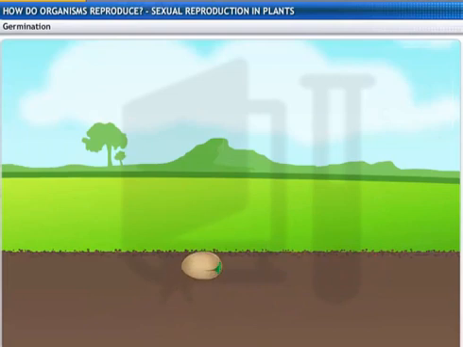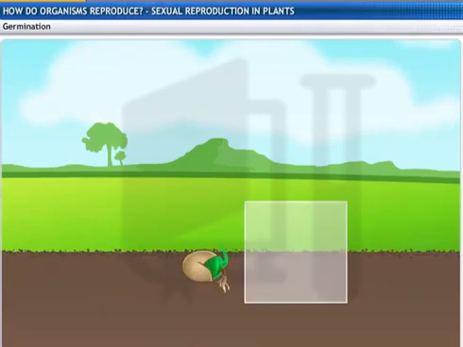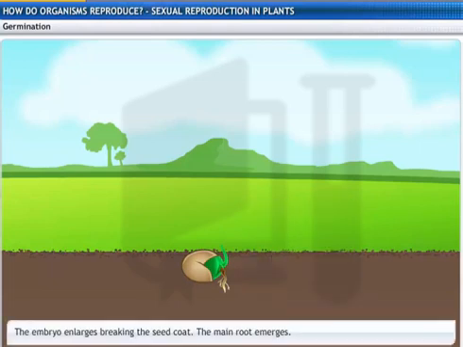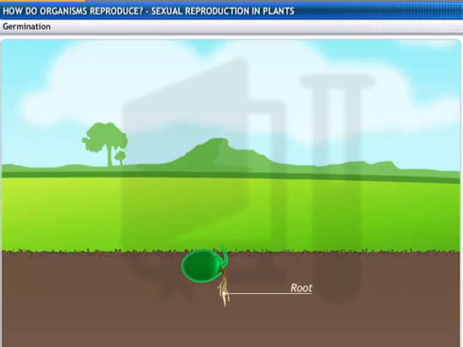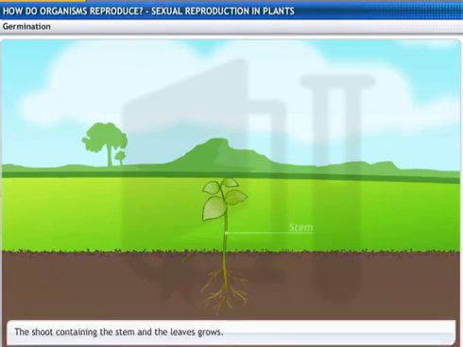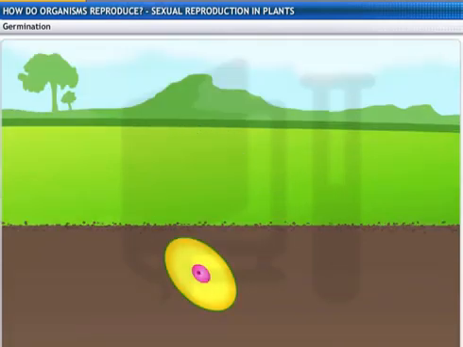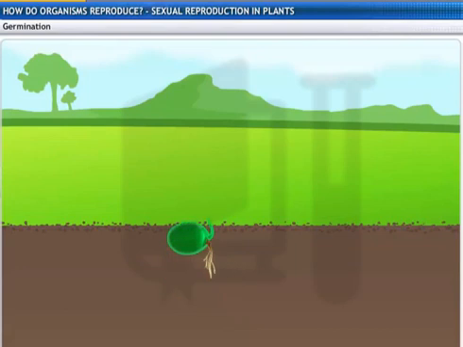Germination begins when the seed starts growing. The first phase shows the embryo's cells enlarging. The seed coat then breaks and the main root emerges. This is then followed by the development of the shoot that contains the stem and the leaves. Are you wondering where the zygote gets the energy to break out of the seed and grow? It derives nutrition from the endosperm, or the nutritive tissues surrounding the cell.